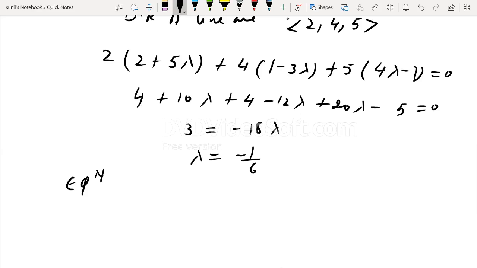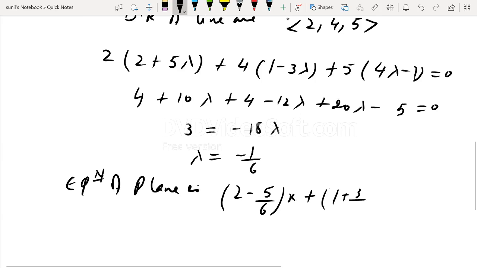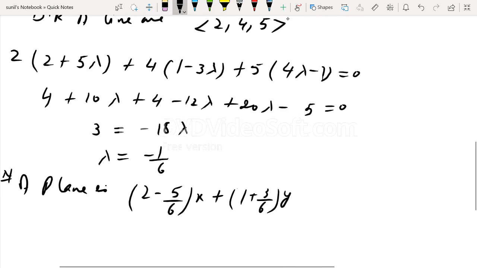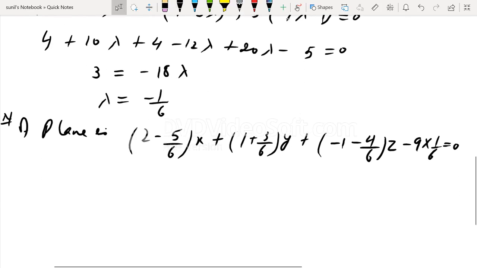So therefore the equation of the plane is simply (2 minus 5 by 6) of x plus (1 plus 3 by 6) of y, and plus (minus 1 minus 4 by 6) of z, minus 9 into 1 by 6 equal to 0, and after simplification it gives this value: 7x plus 9y minus 10z minus 27 is equal to 0.